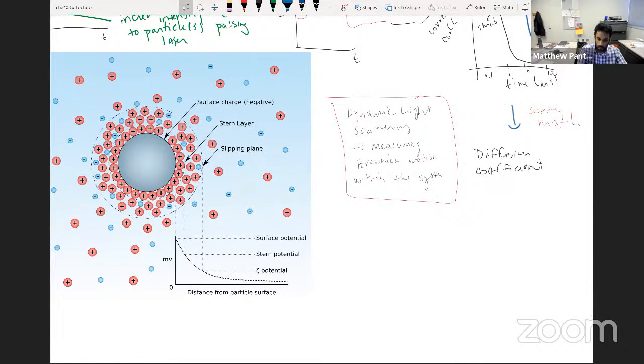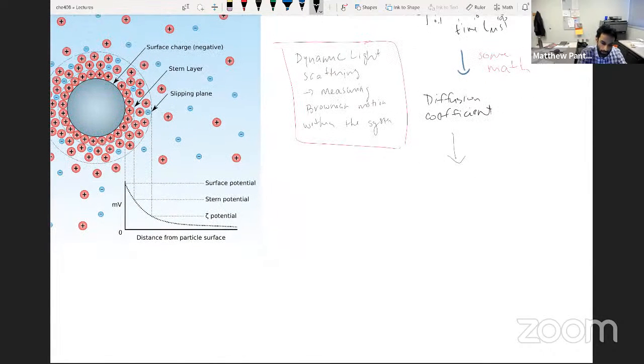But remember, the size that we'll be measuring here is the hydrodynamic radius. So from the diffusion coefficient, we can get size through the Stokes-Einstein equation. But remember that this size is the hydrodynamic, let's say diameter, which again is the particle plus that slipping plane distance, because that's what's moving through the system.